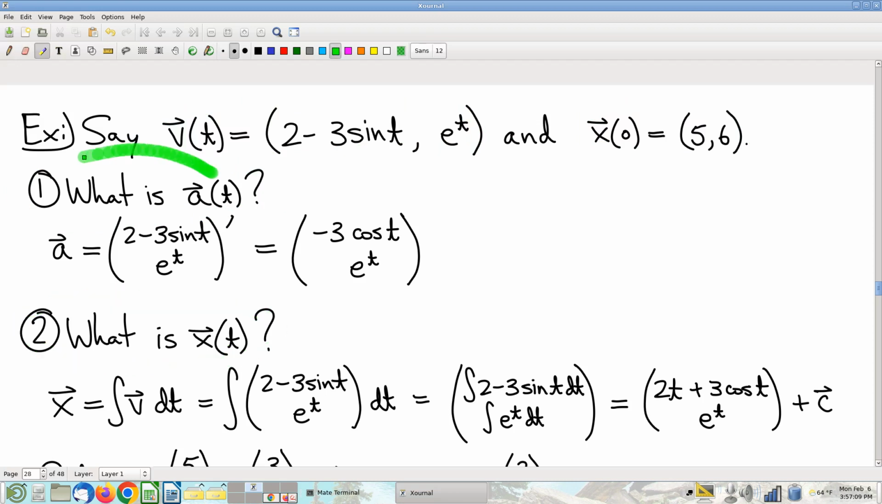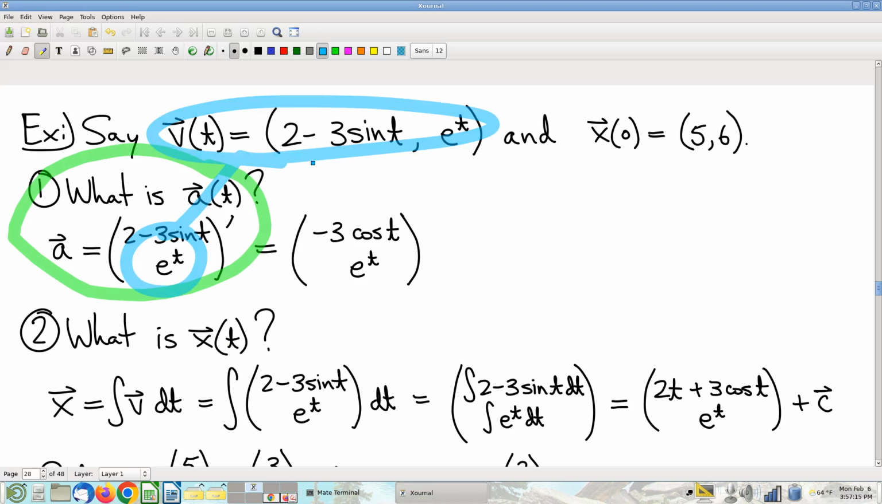Okay, well, acceleration. Acceleration is the derivative of the velocity, and I know the velocity. So all I have to do is take the derivative of that velocity, and a little bit of easy calculus, boom, we win.